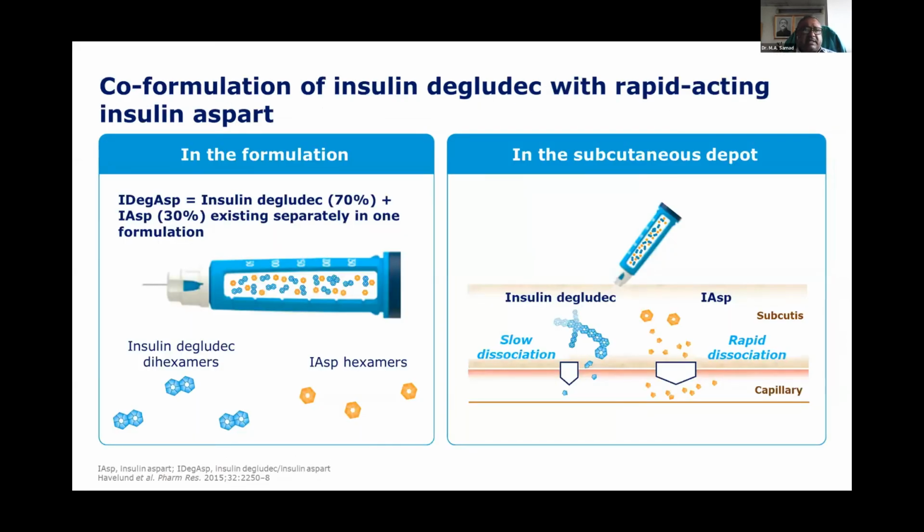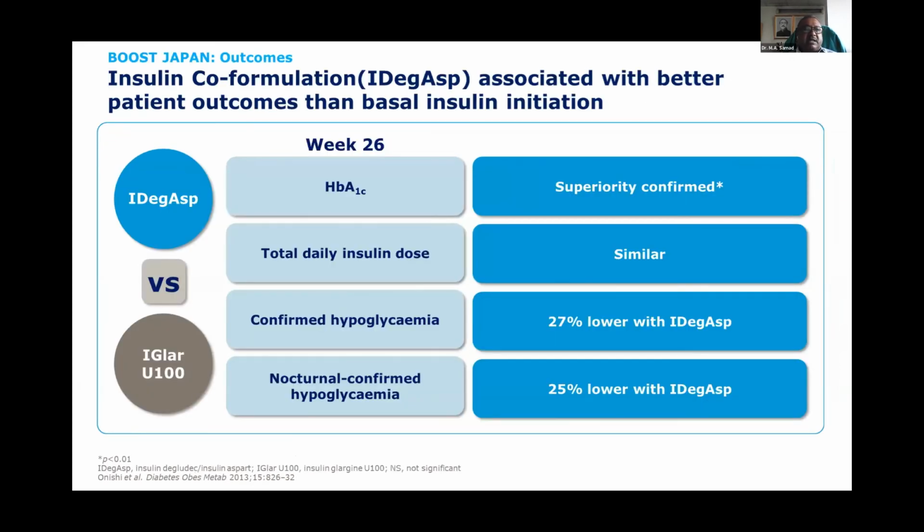This is, for example, another co-formulation, which I showed earlier. That is rapid-acting insulin and insulin degludec in a single pen. It is superior. There is the BOOST study in Japan. They show hemoglobin A1C is superior in comparison to insulin glargine. Total daily insulin dose in comparison to glargine is the same, but hypoglycemia, both confirmed hypoglycemia and nocturnal hypoglycemia, are much less. That is 47% and 25% respectively.